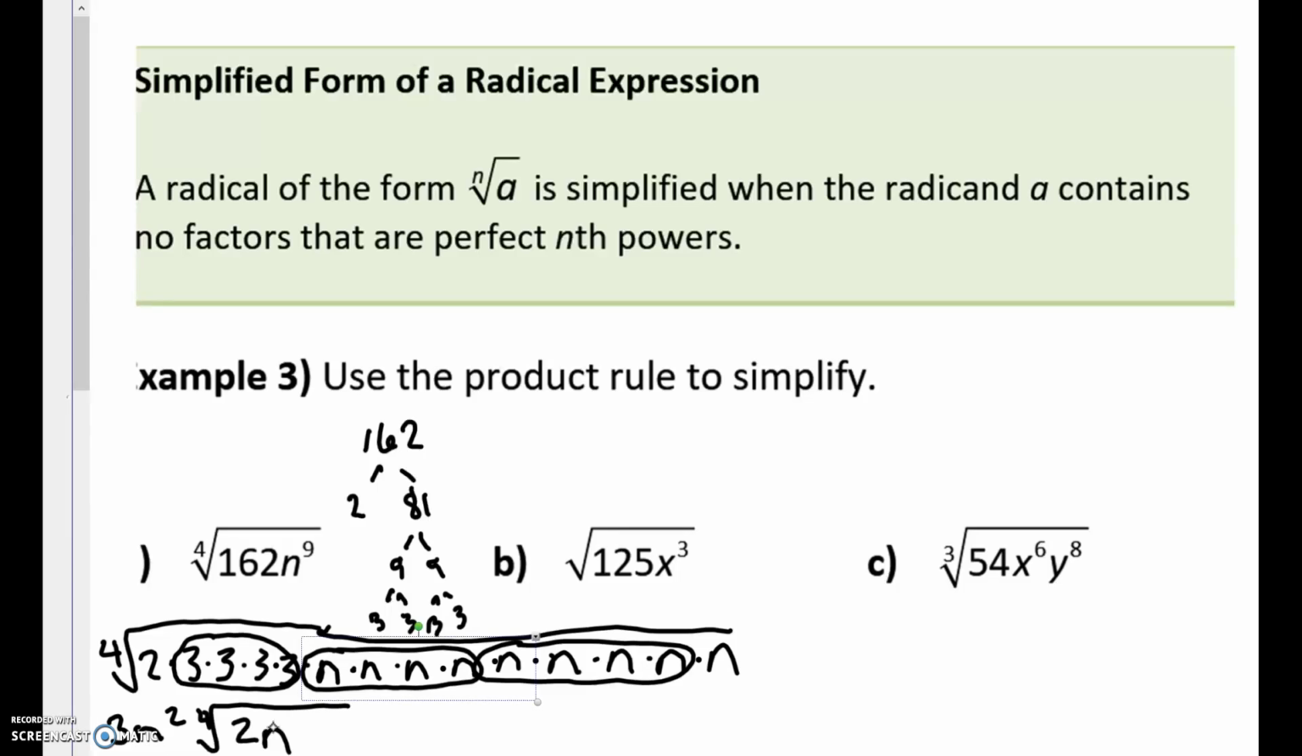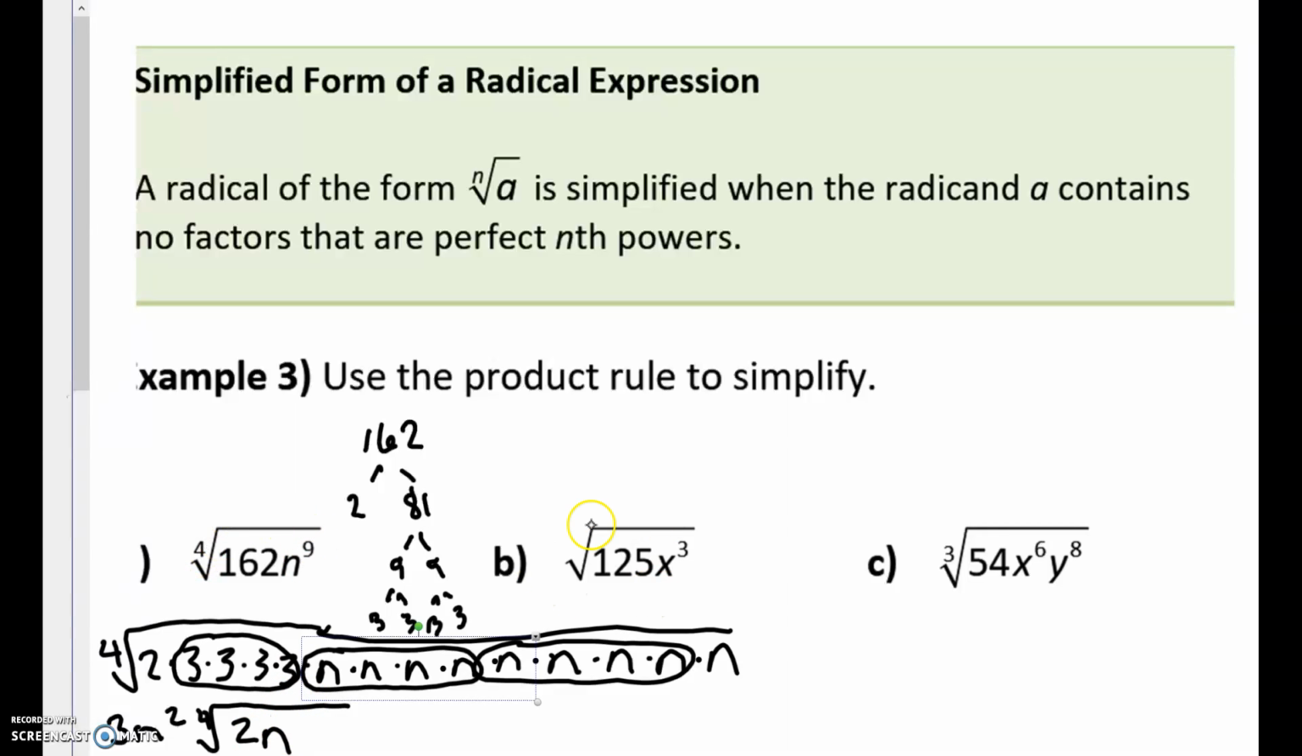Now, do you have to write out that long string every single time you do a problem? Oh, please no, don't. If you can see it, do it. Like, I asked myself, how many times does 4 divide into 9? It divides in 2 times. That's my square. How many are left over? 1. That's how many is left inside.